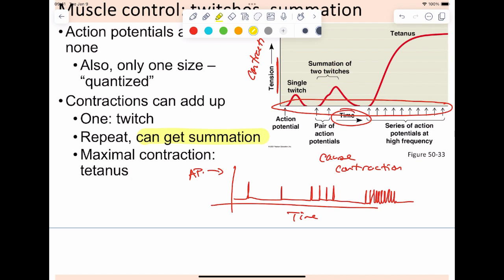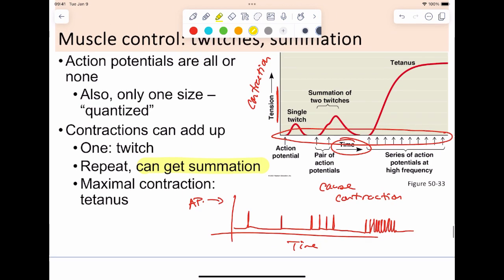And you can observe this if you were to make a graph of it. What we'll see is you can have one twitch, meaning it contracts once. You can contract twice in a row. If you do that, it actually increases the strength. If you keep contracting more and more and more and more, the strength will keep building until it reaches a maximum, meaning I can't contract anymore. Everything that I can throw in is what I'm giving you. When you reach that maximum point, we call that tetanus.